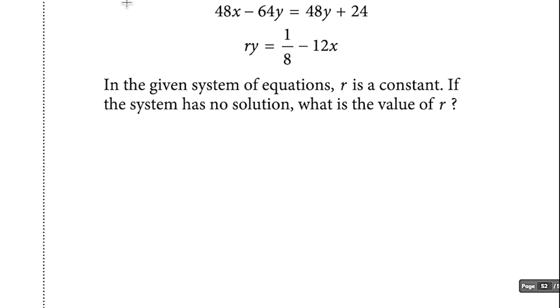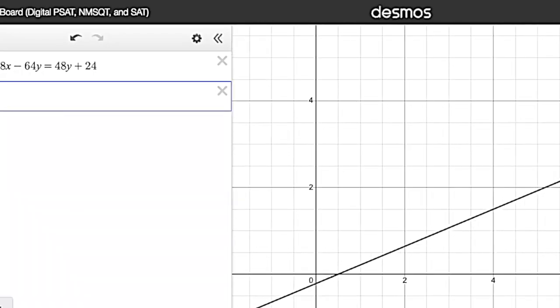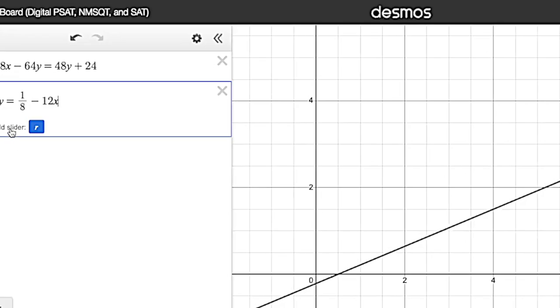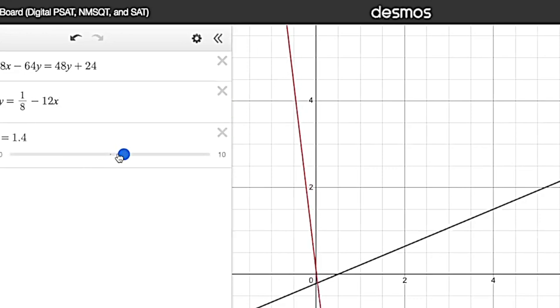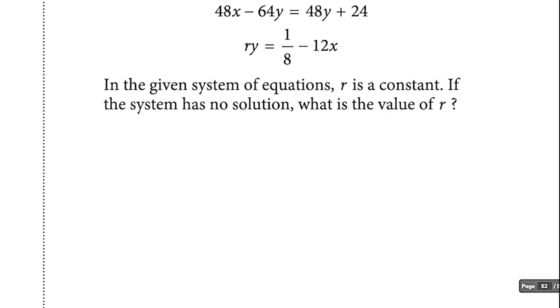And ry equals, sorry, I can't see my line there. Okay, there we go. ry, you just type in a letter, by the way, equals 1 over 8 minus 12x. And then it's asking us if we want to add slider r. Yes, we do, because we're trying to figure out what r is. So we can play with r basically like this. Now, what do we want r to be?